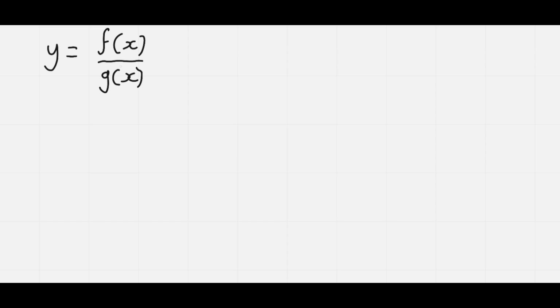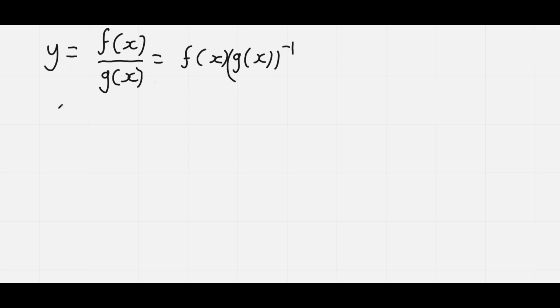You're probably thinking it's going to be f prime of x, g of x minus g prime of x, f of x, similar to the product rule. It's not. It's going to be something similar though. What I can first do is rearrange this to be f of x, g of x to the -1, like so.